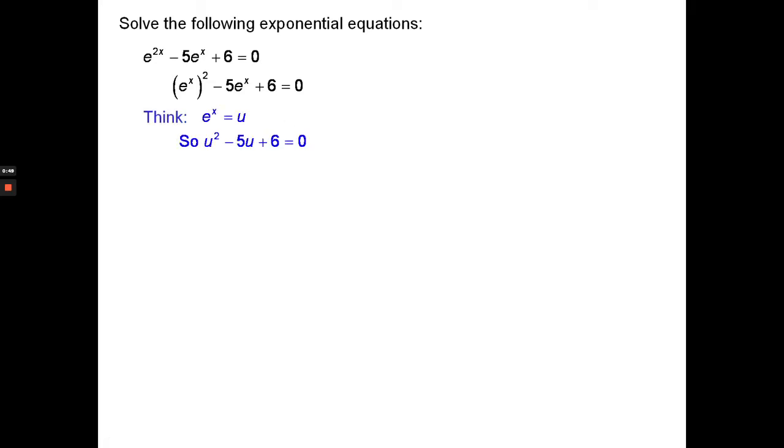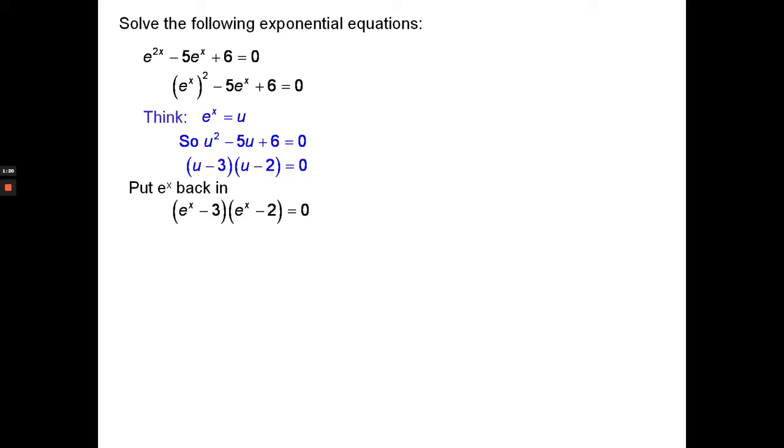So our equation becomes u squared minus 5u plus 6. This is much easier to factor than our original equation because it's just hard to see it. So again, what factors multiply to give you positive 6 but add to give you negative 5? That is going to be u minus 3 and u minus 2. You're going to put back in your e to the x once you have it factored.